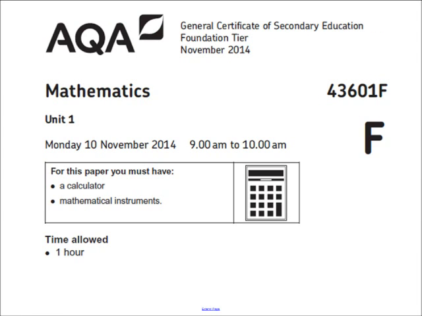You're going to be taking the AQA Exam Board Mathematics Foundation level course, and this is a Unit 1 paper. The Unit 1 papers are usually 1 hour, and the most important thing for you is that you can and should use a calculator.